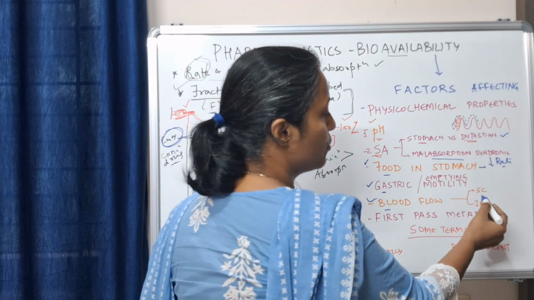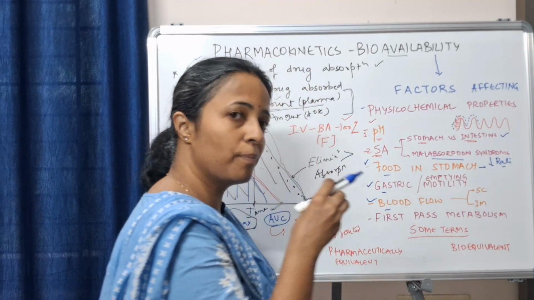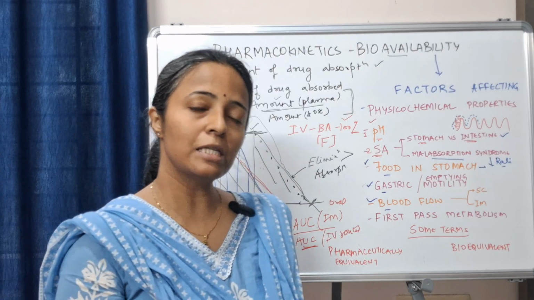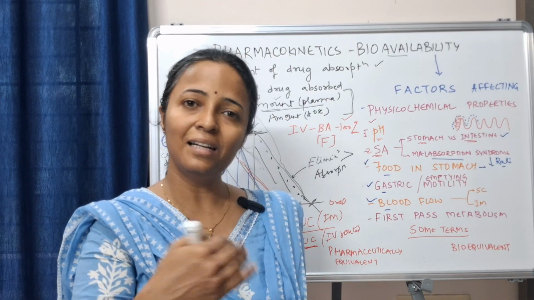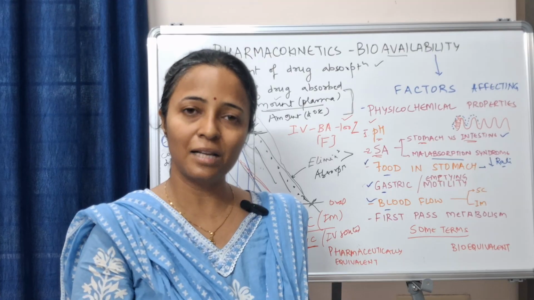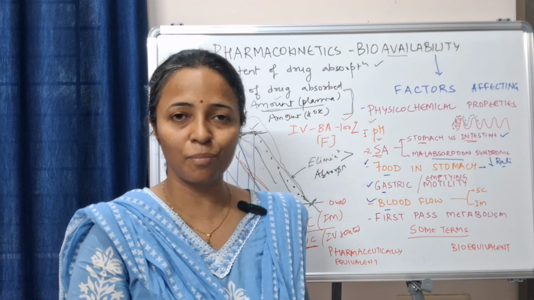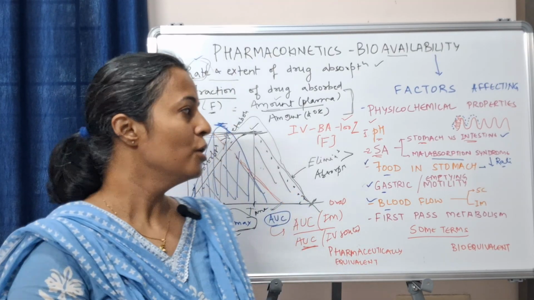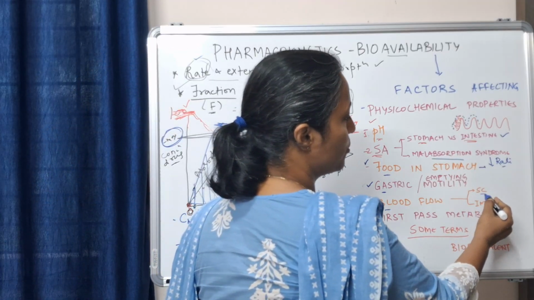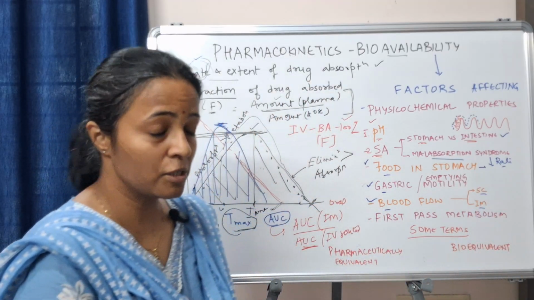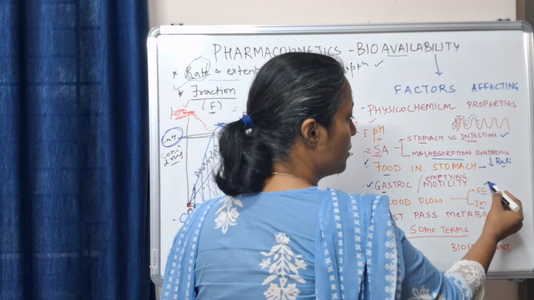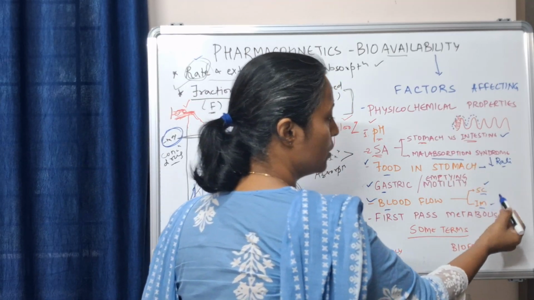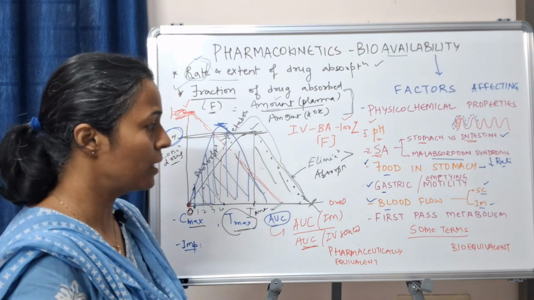Blood flow, say suppose if you have given a drug to a particular site and the blood flow there is lesser, in that case the drug entry into the blood will be lesser, the rate will be lesser because the blood is not there. Blood should continuously move. One example is the subcutaneous and intramuscular routes of administration. The rate of absorption subcutaneously is lesser compared to the intramuscular route, right?